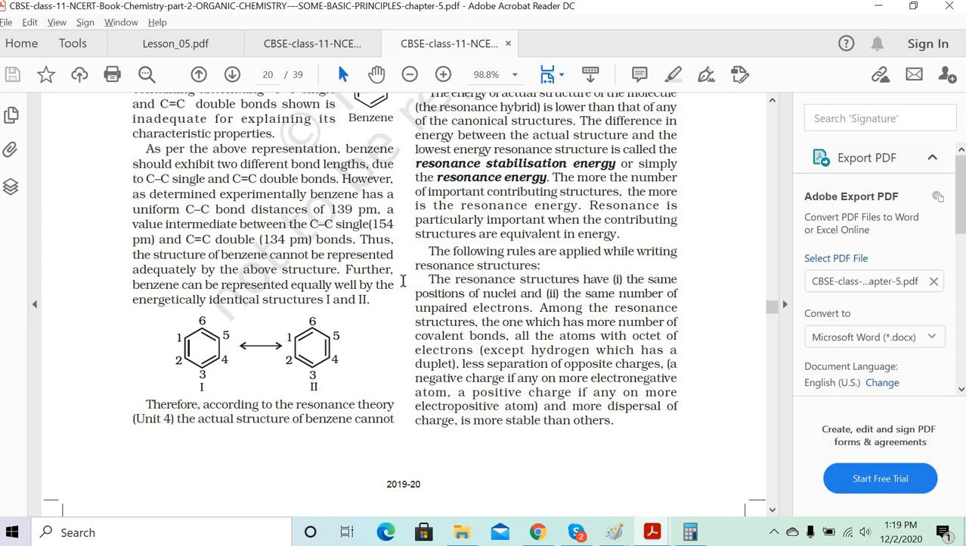So it doesn't mean that between 1 and 2 it has to always be a double bond. Right, 1 and 2 can have a single bond also. It can alternate. So basically the double bond is just rotating in the circle, in the ring structure.